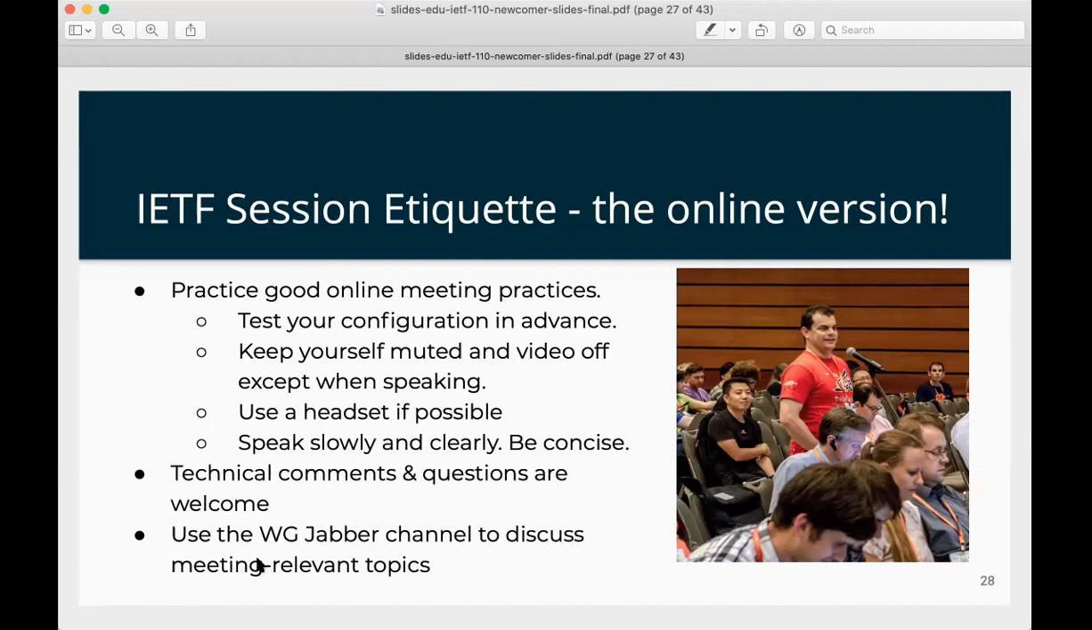There is a working group Jabber channel to discuss meeting relevant topics. And that is actually built into Meetecho. So if you're using Meetecho, the Jabber tool is incorporated into it. That's XMPP based. There are ongoing IETF experiments to use different tools as well. So keep an eye out for announcements that there's a channel over here that you might want to try.